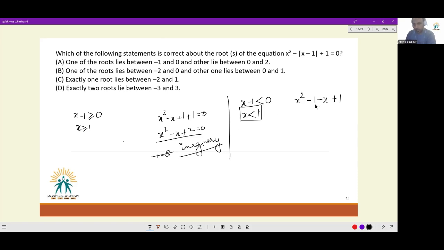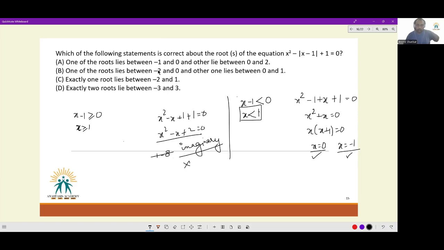Here, x square minus 1 plus x plus 1 is equal to 0 gets me to x square plus x is equal to 0. X I take out common, I reach x plus 1 is equal to 0. So x is equal to 0 and x is equal to minus 1. Yes, these are acceptable. Because the roots are imaginary, I don't get any roots here. Here I get two roots.